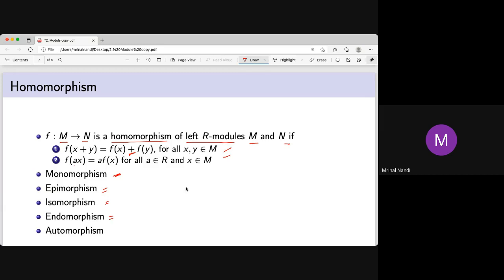What is an endomorphism? If M and N are equal, then it's called an endomorphism. Any homomorphism from a module M to M is called an endomorphism of M. And what is an automorphism? If it is an isomorphism from M to M, then it is called an automorphism. So automorphism means an isomorphism where the domain and codomain are the same module. So these are some terminology for homomorphism. In the next lecture we will discuss different properties of homomorphism and different isomorphism theorems.